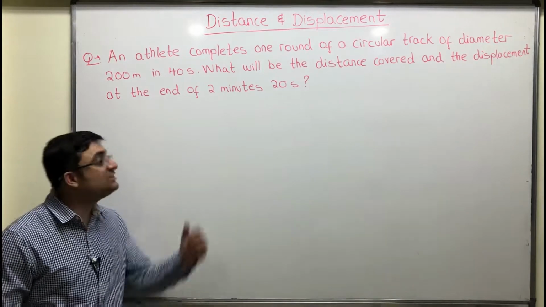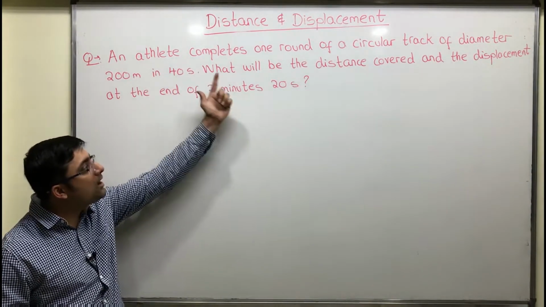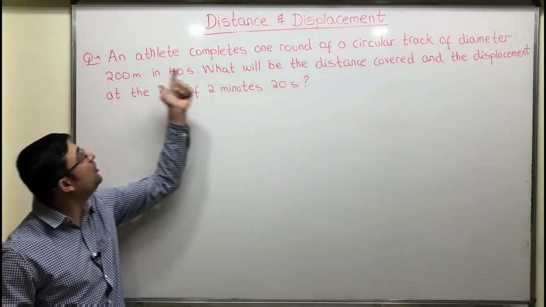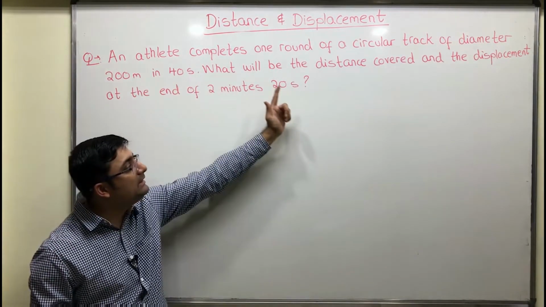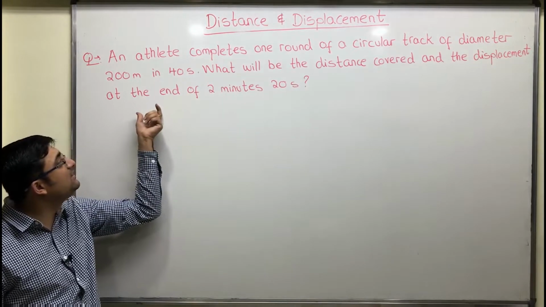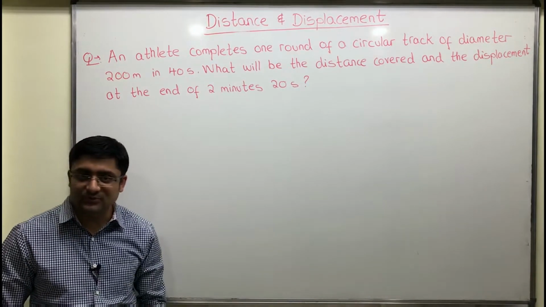So let's read the question. An athlete completes one round of a circular track of diameter 200 meters in 40 seconds. What will be the distance covered and the displacement at the end of 2 minutes 20 seconds?